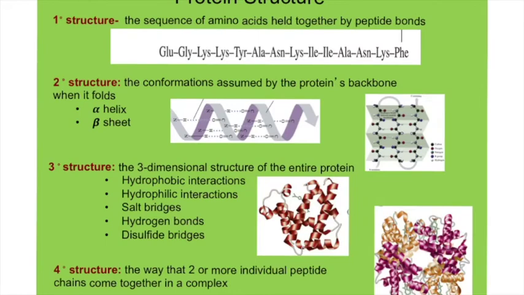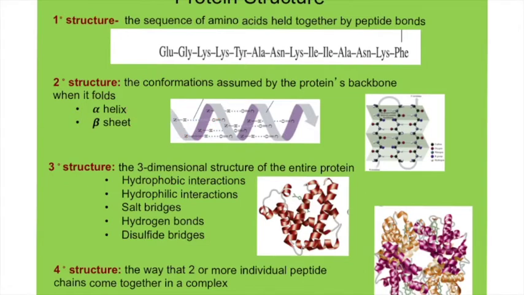Okay, so looking at the different levels of structure for protein, we've mentioned the primary structure, which is your sequence of amino acids in your peptide or protein, and that sequence will determine how that protein folds. Your secondary structure is a conformation assumed by the protein's backbone, okay? It's the local hydrogen bonding interactions that create these secondary structures, and the two secondary structures are alpha helices and beta sheets.